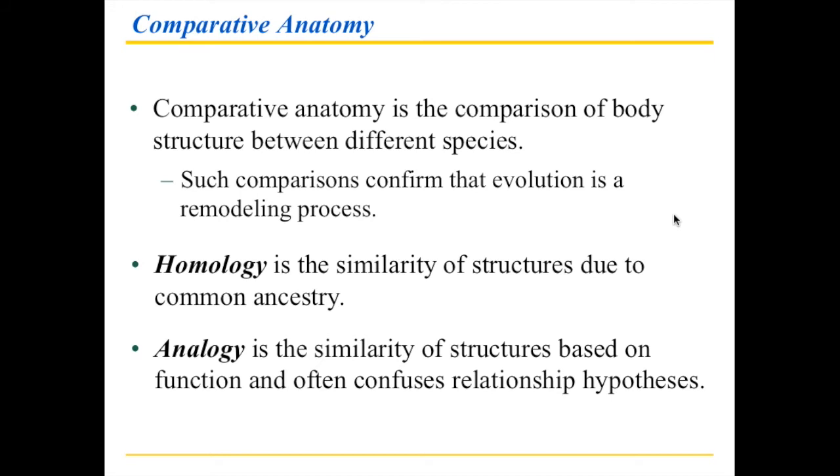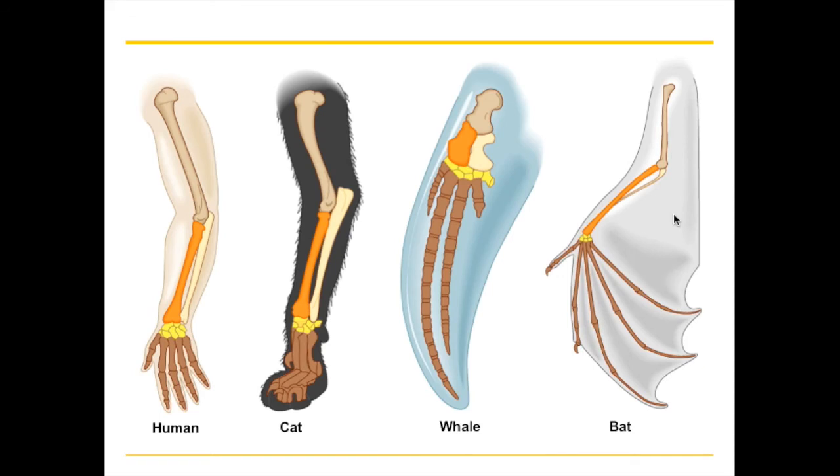And yet sometimes these can be confusing. So if the similarity is because they are closely related, then we call that a homology. And if the similarity is just because of their function, then we call that an analogy. Now here are some homologous structures.